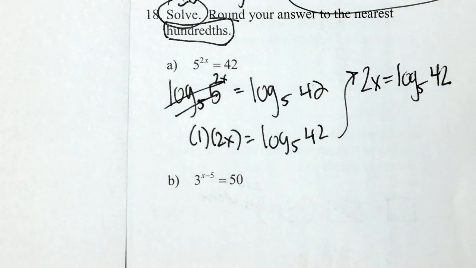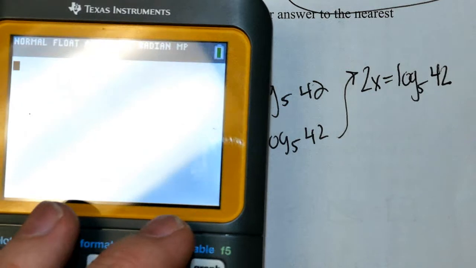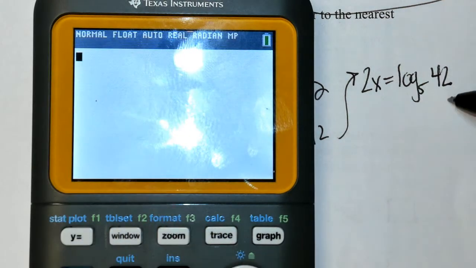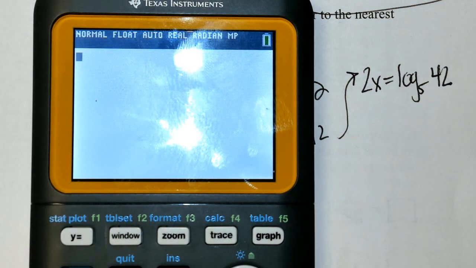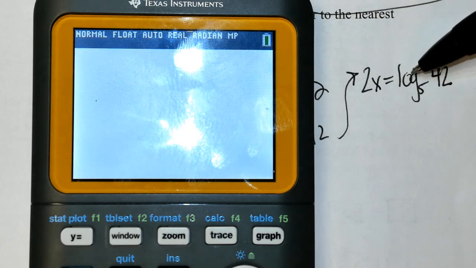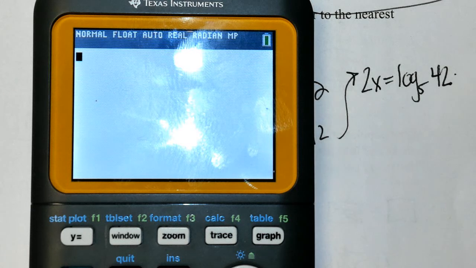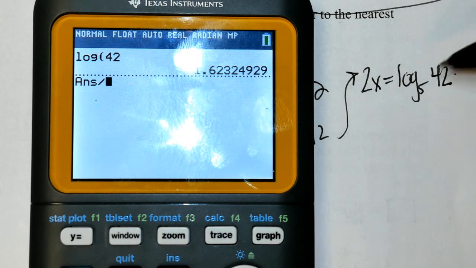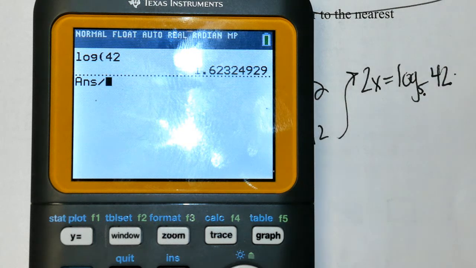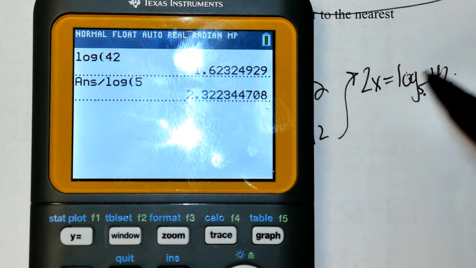Now, there are multiple ways on the calculator, especially with these newer calculators, to evaluate this. I'm going to teach you the old school way because you may happen to have an older calculator at home. So we're going to take the log of the back number and press enter. So log is on the left side, so log 42, enter. And then you're going to hit divided by log of whatever the base is. So log 5. That's this quantity.